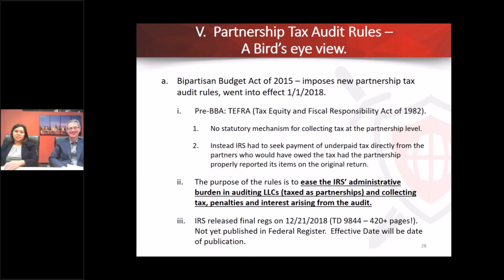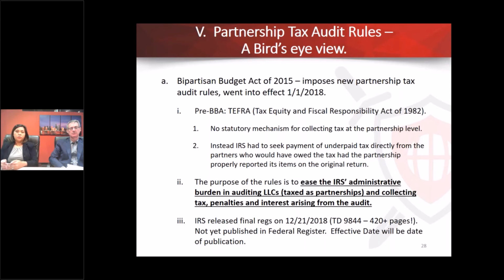But really, it's kind of a seismic shift because, prior to the BBA going into effect, audits were under TEFRA. And under TEFRA, there was no ability for the IRS to collect underpayment of tax at the partnership level. The IRS had to basically try to collect the tax from the members, in the amount that they should have reported on their returns. Here, the whole purpose is to make it easier for the IRS to audit and collect tax.